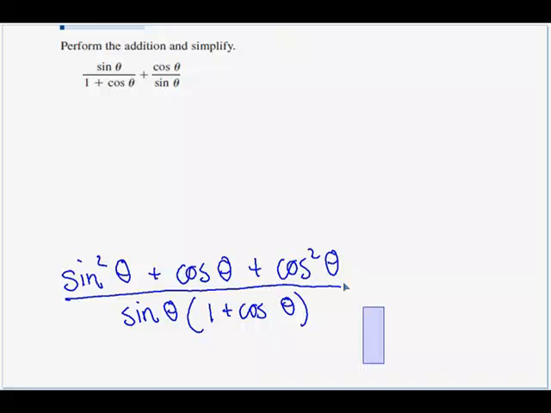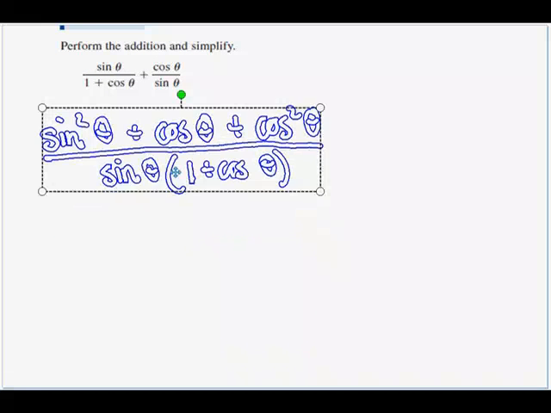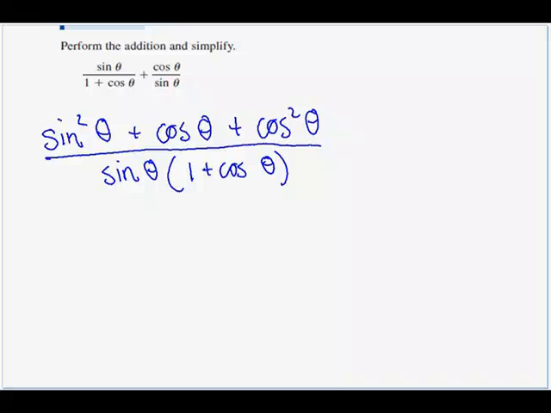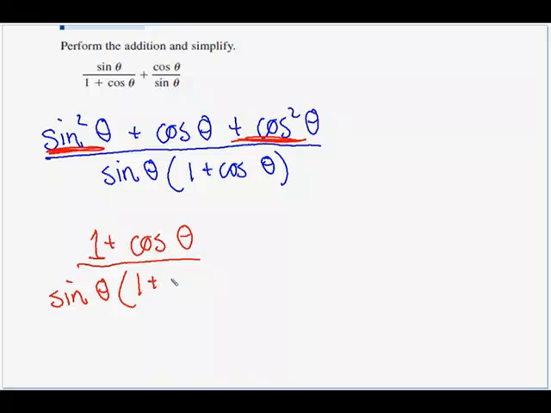So let's see. Now that numerator, it's 3 terms, but 2 of them are sticking out like sore thumbs. We have a sine squared plus a cosine squared. Well, sine squared plus cosine squared, we can replace those with a 1. We're going to have a 1 plus this cosine that we have left, 1 plus the cos of theta over sine theta times 1 plus cos theta.